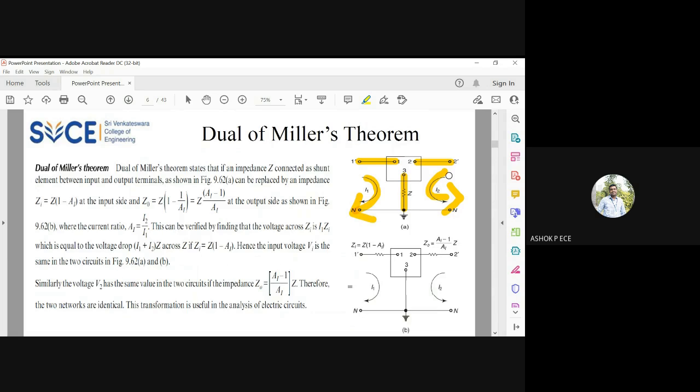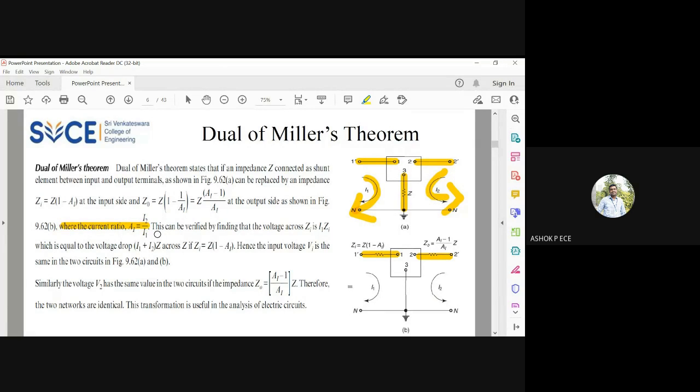In such a case, I can split this Z into two components, one on the series side given by Zi, and one on the shunt side given by Z naught. And the formulas are the same. Zi equal to Z into (1 minus AI), Z naught equal to Z into (1 minus 1 by AI). See, when you have an element in series, in the previous case, I was using voltage gain. When I have an element in shunt, I will be using AI. AI is going to be the current gain.